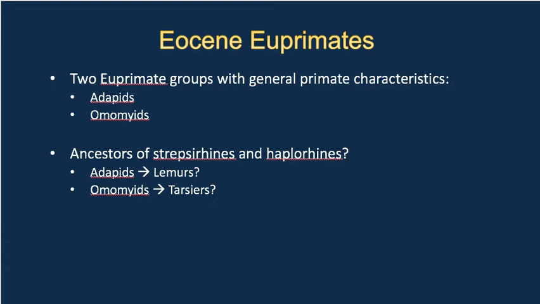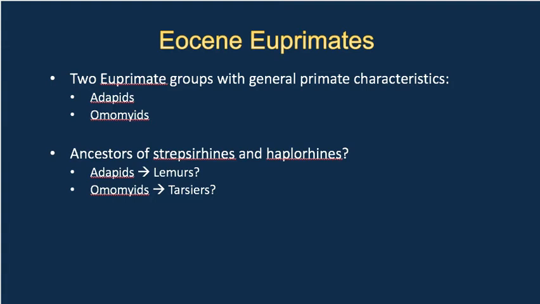Okay, so the euprimates of the Eocene can be divided into 2 categories, the adapids and the omomyids. We see primate characteristics, of course, in both of these, but there are anatomical indications that suggest we're seeing early divisions between the lineage that would eventually evolve into the strepsirrhines and the haplorhines.